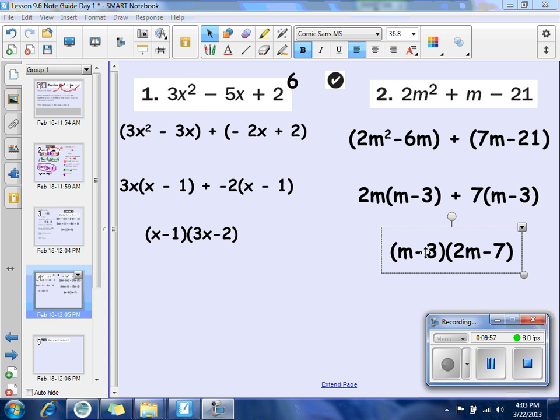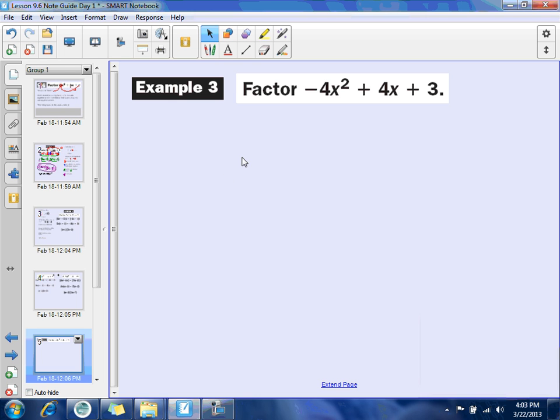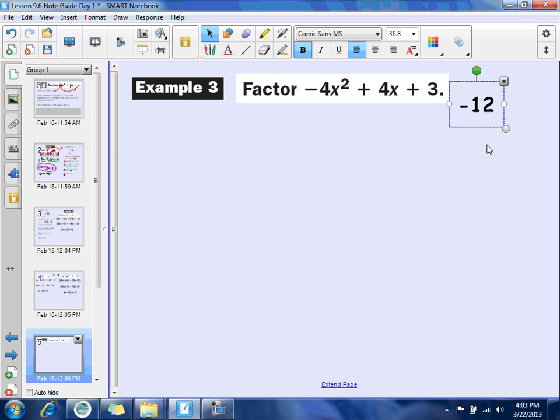Did you get m minus 3 times 2m minus 7? Now, those don't have to be in exactly that order. 2m minus 7 times m minus 3 is the exact same answer. When it comes to negatives, I find it easier to just deal with the negatives. So you're going to have negative 4 times 3. I need to multiply to be negative 12, but add to be positive 4.